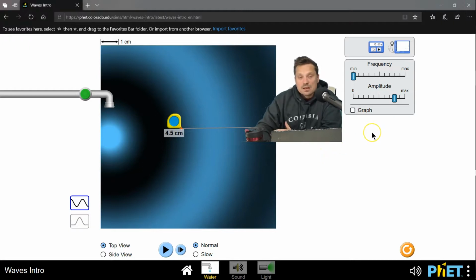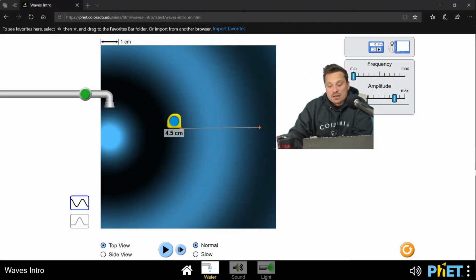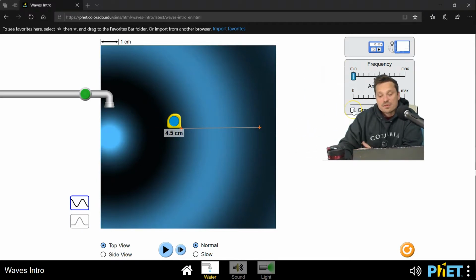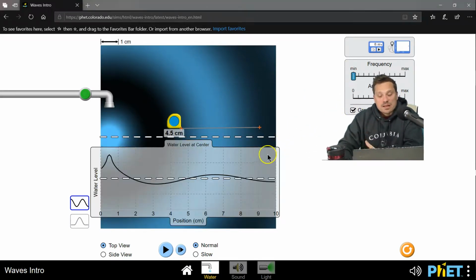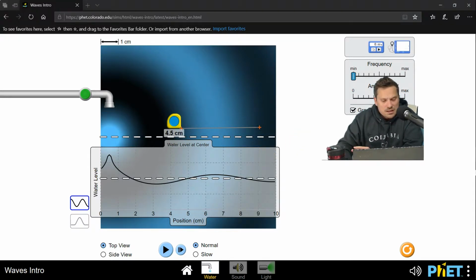Now, let's also take a look at the amplitude. But to do that, over here, take a look. Under this it says graph. So I'm going to enable the graph. Okay, so that enables a new graph feature down on the bottom. I really like this one. Let's study this a little bit.